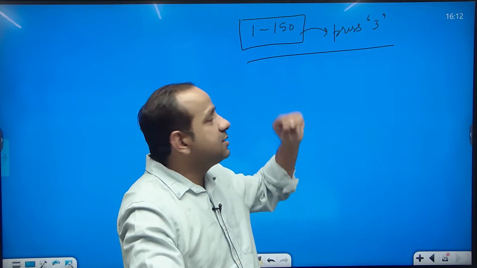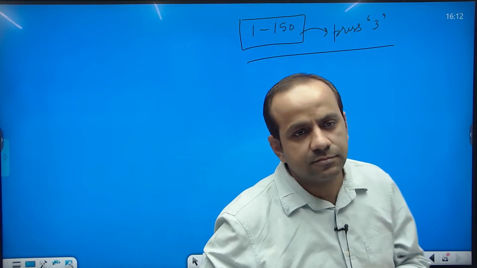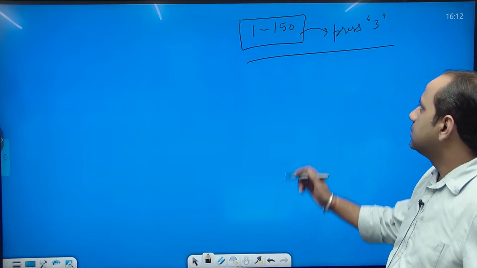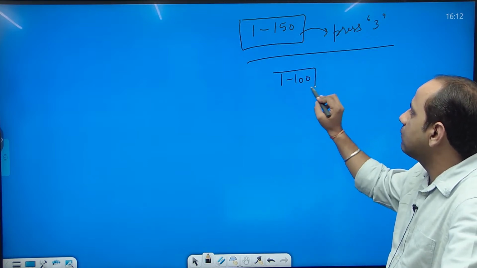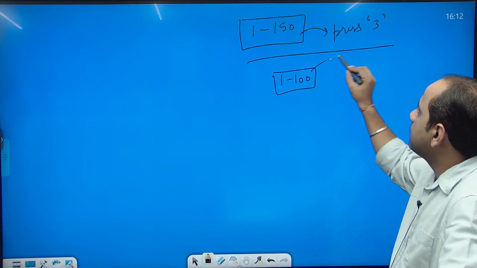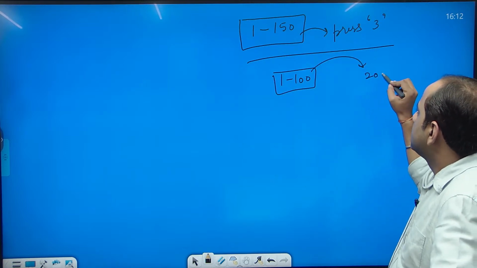Now what will be your answer in this case? 35. Let's see. From 1 to 100 we are very sure that when we are writing from 1 to 100, any digit will be repeated how many times? 20 times.